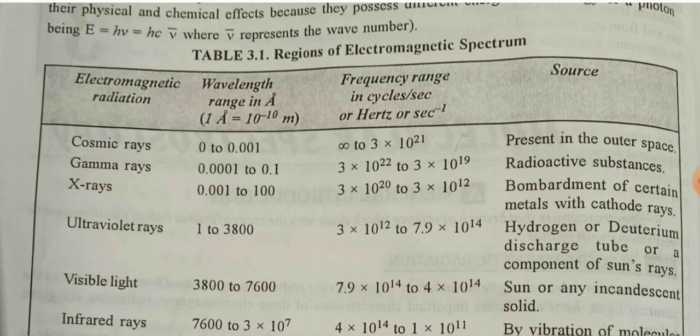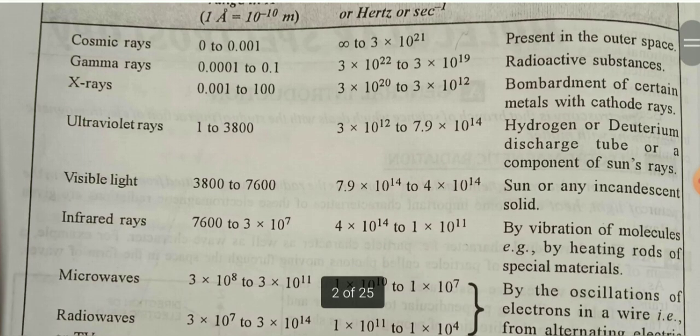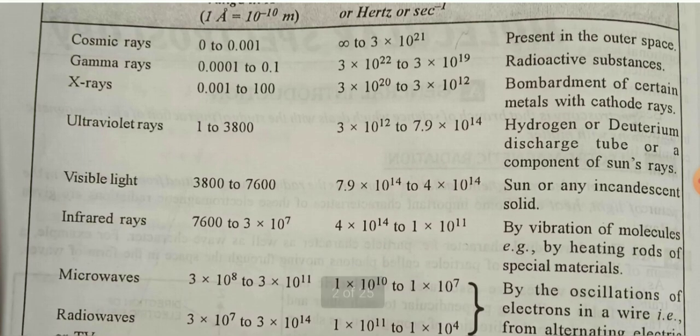Electromagnetic radiation, cosmic rays, have wavelength 0 to 0.001 and the frequency infinity to 3 into 10 raised to power 21. The source is present in the outer space. Gamma rays, wavelength 0.0001 to 0.1 with frequency 3 into 10 raised to power 22 to 3 into 10 raised to power 19. Source is radioactive substances. Next is X-rays with wavelength 0.001 to 100 with frequency 3 into 10 raised to power 20 to 3 into 10 raised to power 12, and the source is bombardment of certain metals with cathode rays.